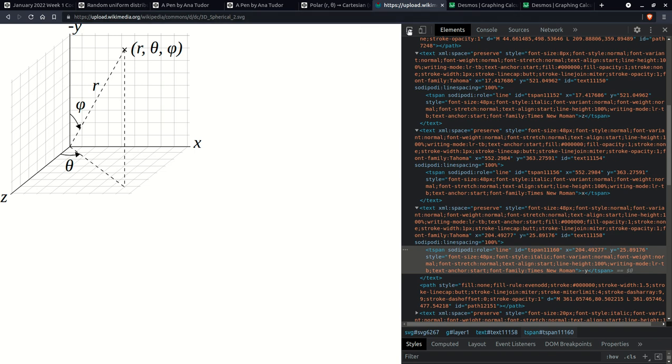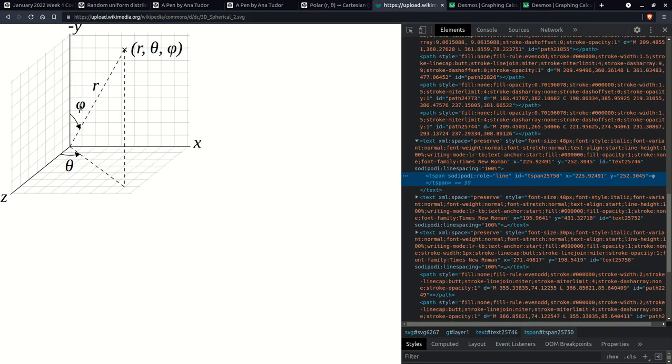So let's get that. Okay, so this is going to be minus 90 degrees. Sometimes it's complicated getting some characters. Okay, minus 90 degrees. So that is my angle phi.